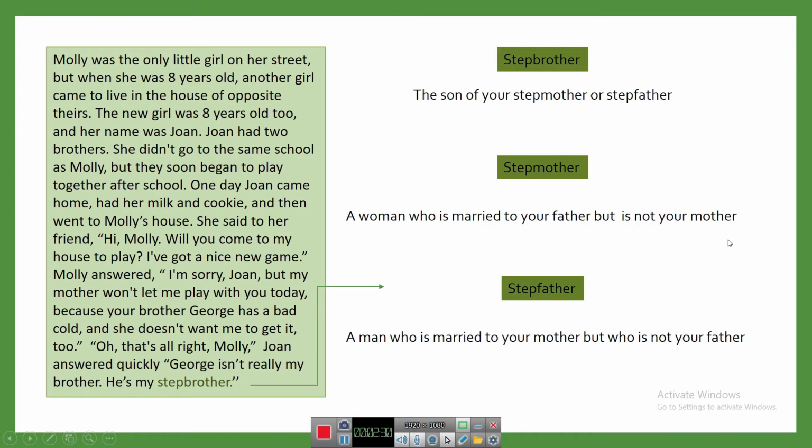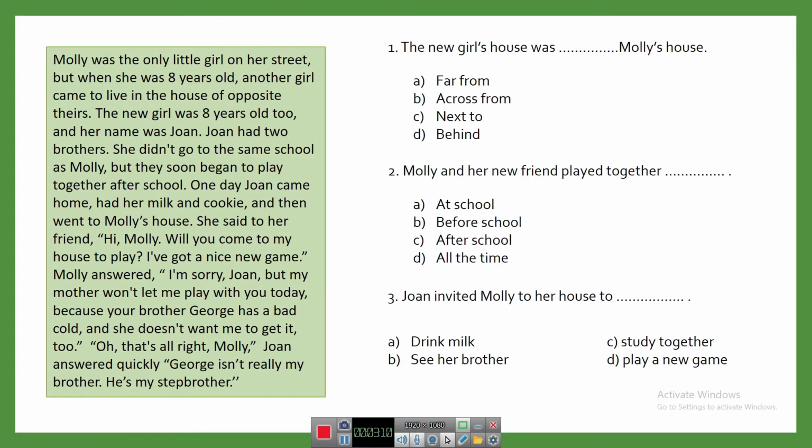Okay, let's go and answer some questions about this passage. Okay, the first question is, the new girl's house was far from Molly's house, across from Molly's house, next to Molly's house, or behind Molly's house? Okay, think about it and answer it, please.